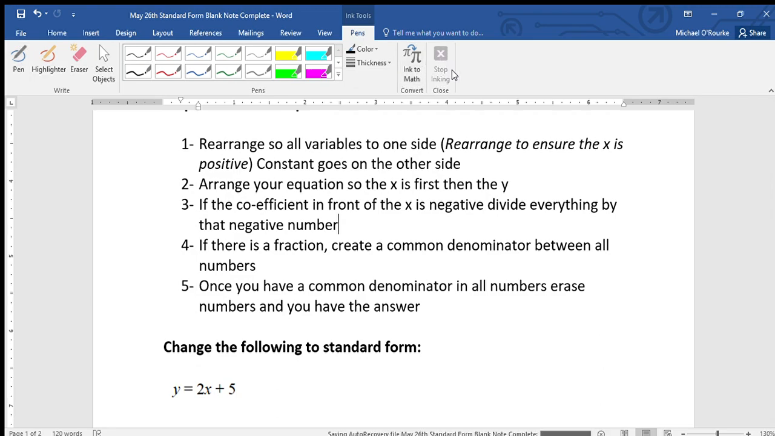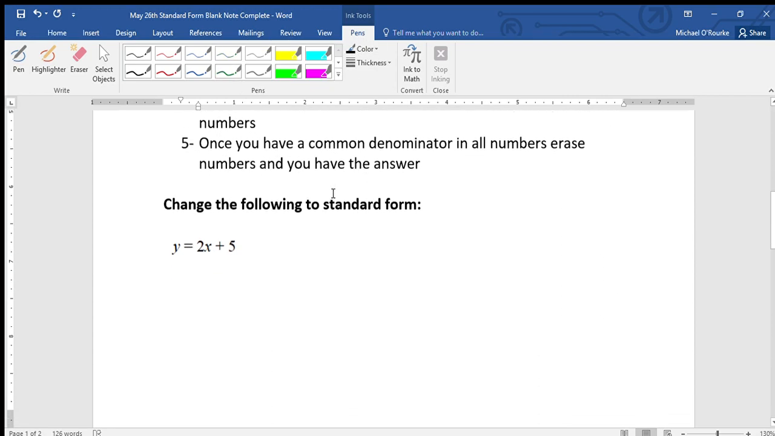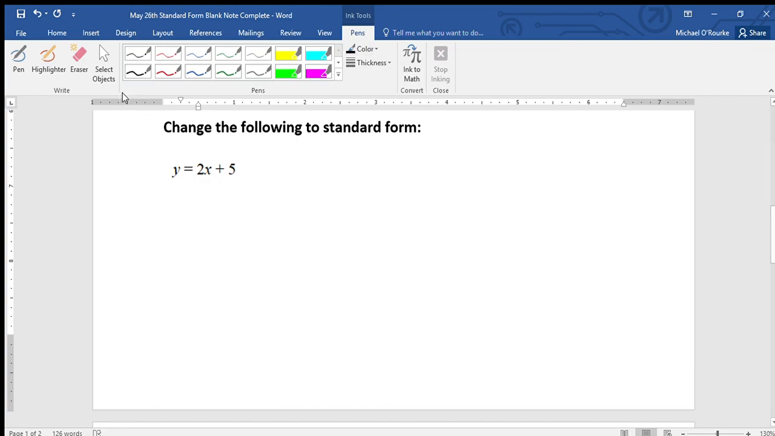So arrange your equation so x is first, then y. If the coefficient in front of the x is negative, divide everything by -1. So this will flip all signs opposite. If there is a fraction, create common denominator between all numbers. Once you have a common denominator, you erase them. So let's do this one, and I'll do this one both two ways.